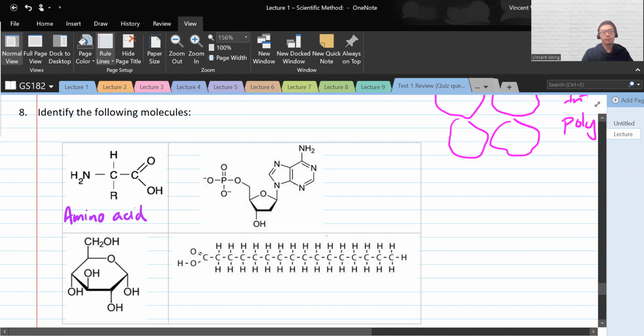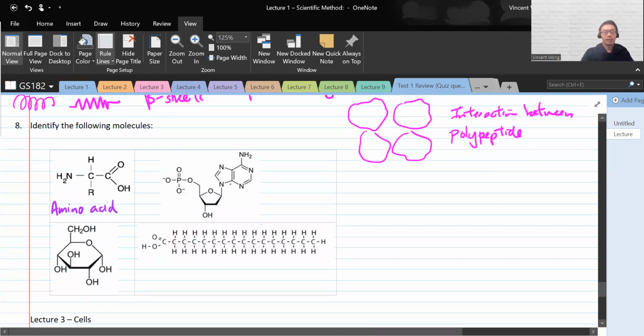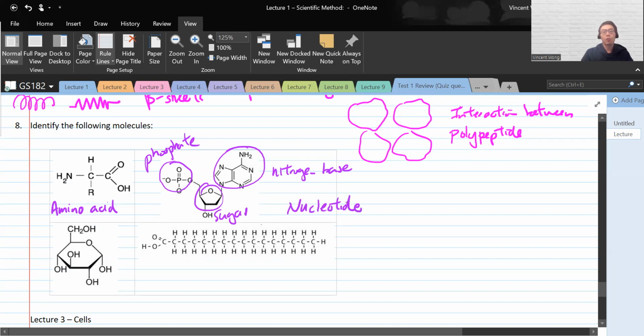How about this one here? Does anybody know what this is? There is the phosphate. There is the sugar. And there are the 2 rings here. So some kind of nitrogen base, because it has 2 rings, is a purine. So what is this whole thing? Nucleotide, right? Nucleotide, which forms the nucleic acid.